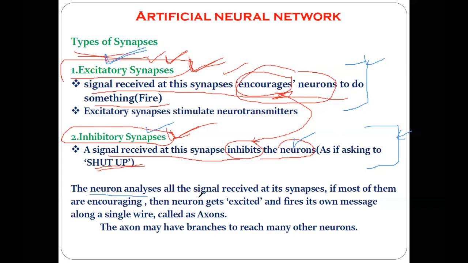Okay, now what does the neuron do? The neuron analyzes all the signals received at the synapses. Which signals does it analyze? It analyzes the excitatory signal as well as the inhibitory signal. Now, out of these two signals, which one has the highest strength?